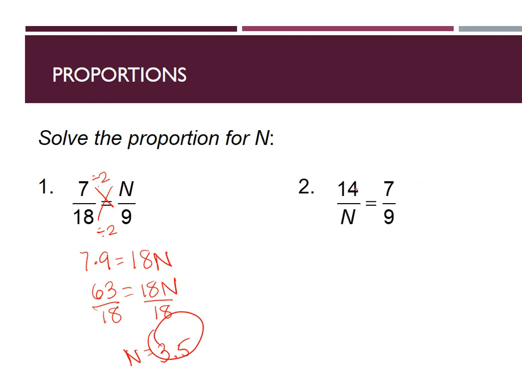So if you did it that way here, to get from 7 to 14, I multiplied by 2. So if I multiply 9 by 2, I get 18. So n should be 18. But if you wanted to do cross products, you could do 14 times 9 equals 7 times n. 14 times 9 gives us 126.